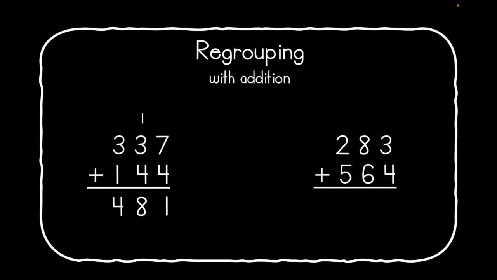All right, let's see. 283 plus 564. If they're using the standard algorithm, they'll go over here to the ones place and add to get 7 ones. And then they'll go to their tens place, 8 tens plus 6 tens. That's 14 tens. But I can't put 14 tens in the tens place. I need to regroup those tens. I need it to be 1 hundred and 4 tens. And then now I can add the hundreds place. 1 hundred plus 2 hundreds plus 5 hundreds, that's 8 hundreds.